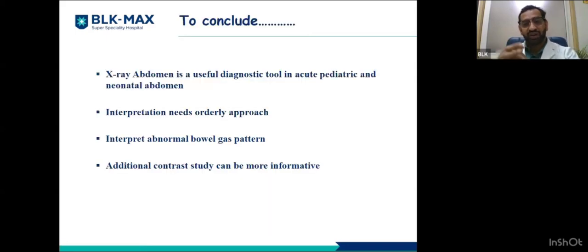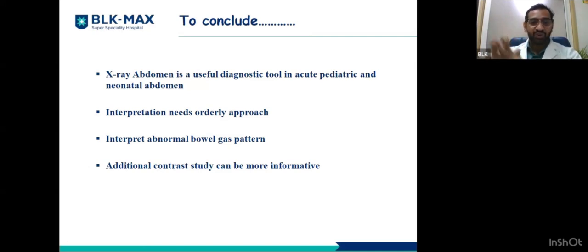So I would like to conclude here. There are many other X-rays, like in patients with Hirschsprung disease and anorectal malformations, and how to interpret those X-rays is also very important, but I'm not going to cover that aspect today.